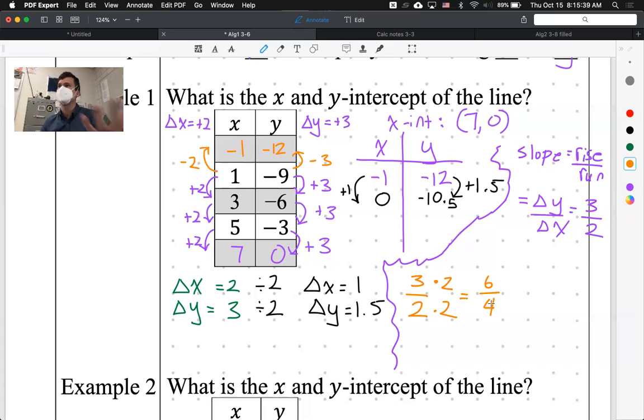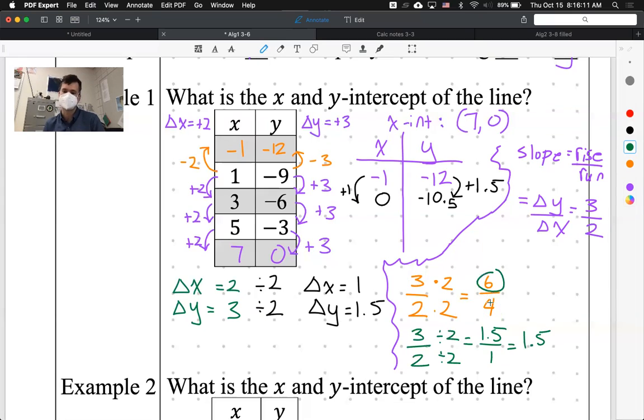That's the same slope. I could divide the top and bottom by 2. If I had 3 halves and I divide the top by 2 and divide the bottom by 2, I could get 1.5 over 1, which is just 1.5, which is exactly what Jose used up here. That's still the same slope. It's 1.5 over 1. I could have changed my change in y to 6 and my change in x to 4.